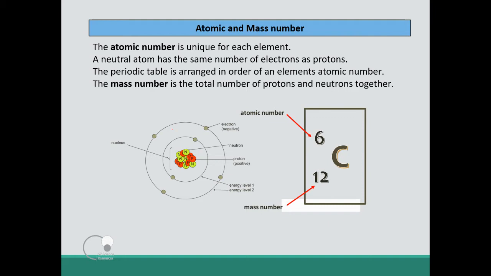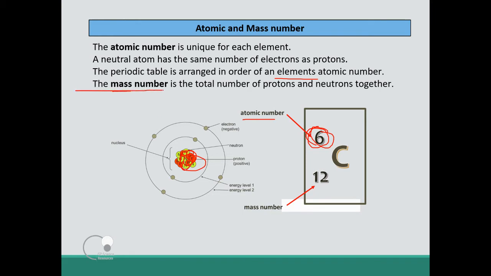So the atomic number for each element, which we find on the periodic table, gives us the number of protons. For carbon, for example, the atomic number is 6. It comes 6th in the periodic table. So it has 6 protons in the nucleus. That's the middle part of the atom. And the periodic table is arranged in order of atomic number, so the bigger the atomic number, the heavier it is. We start at 1 with hydrogen and just keep going after that.